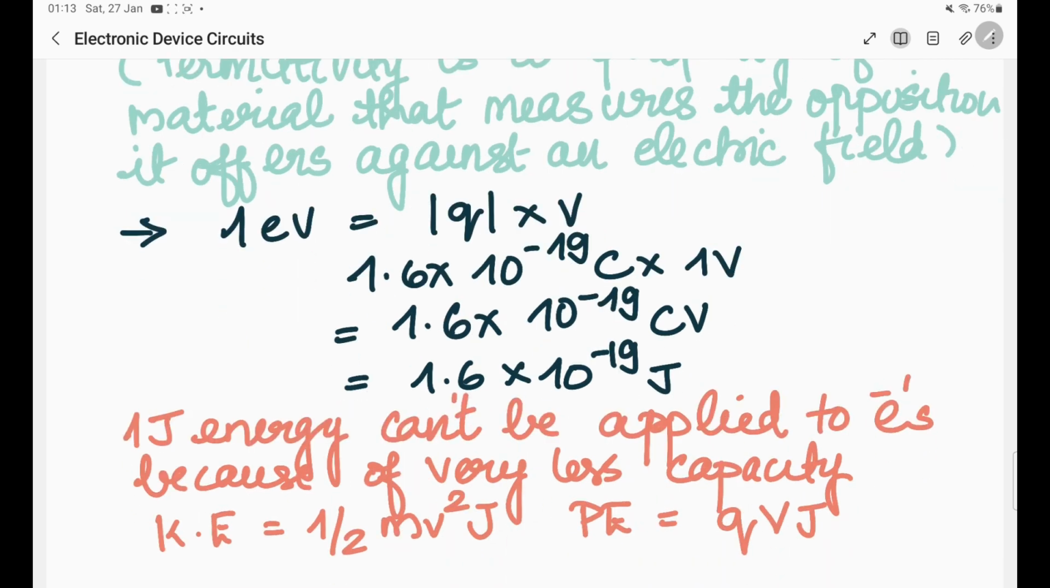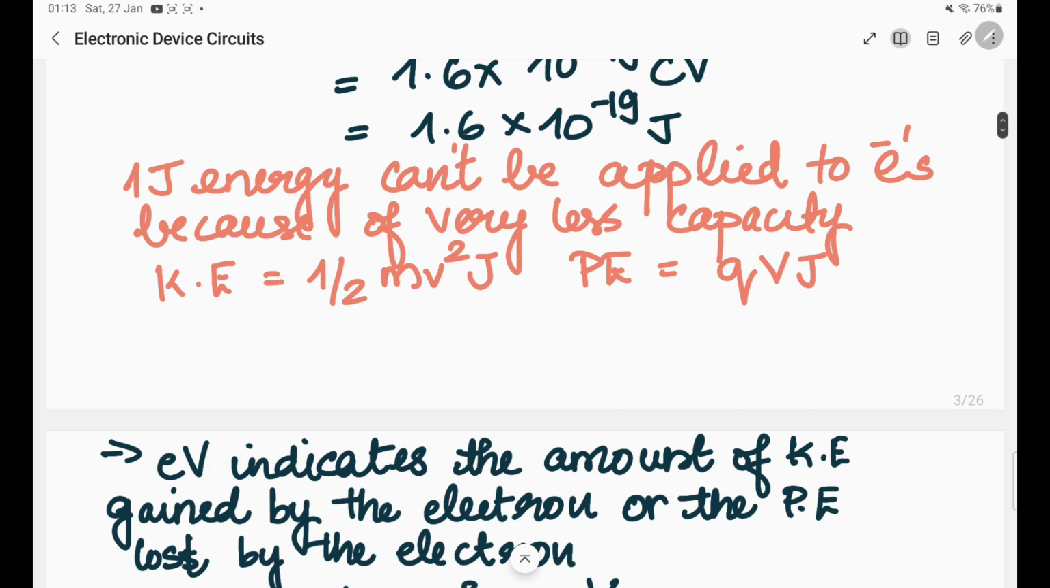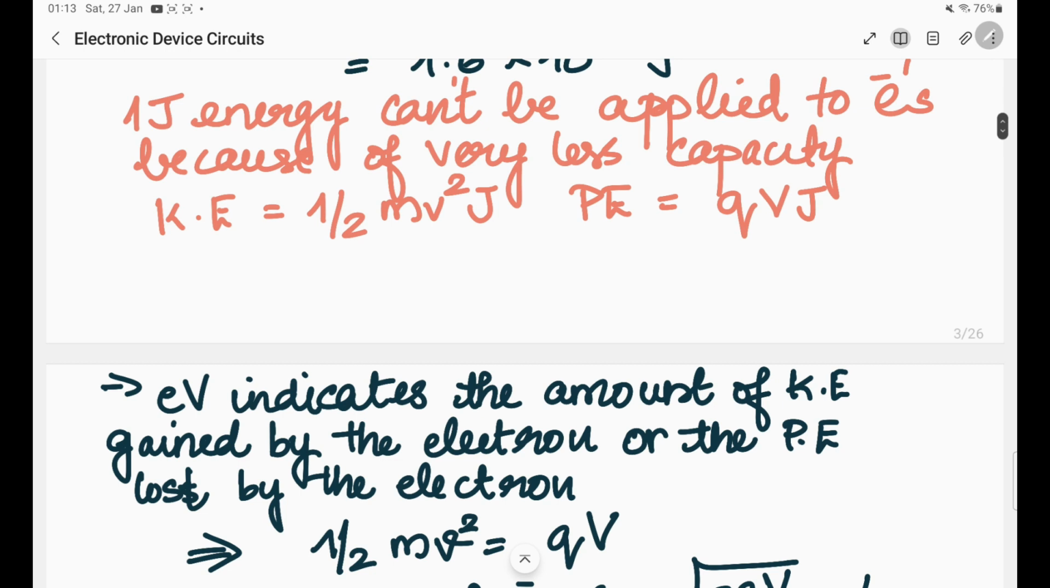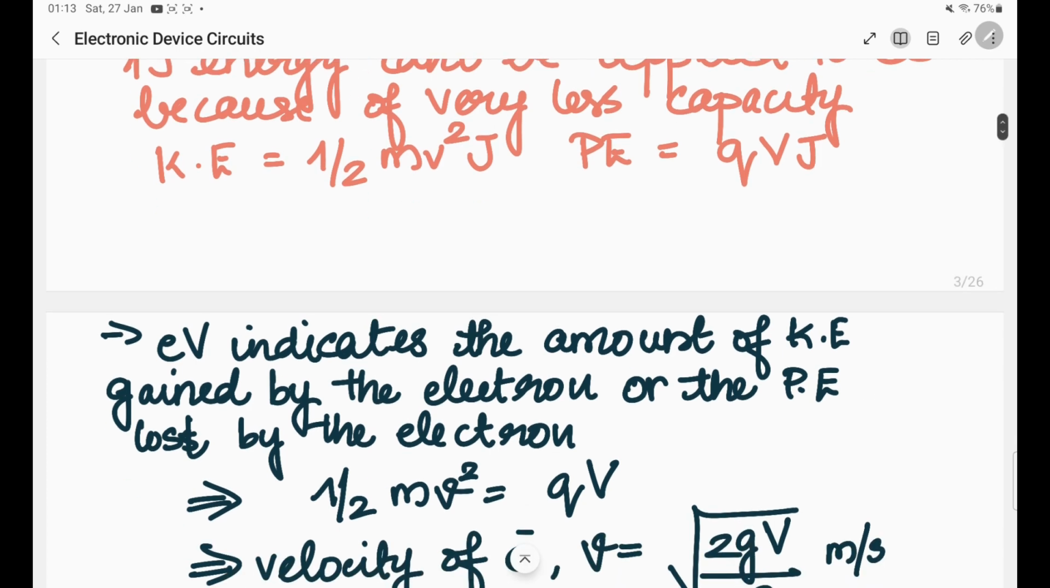So 1 joule of energy is too large to apply to electrons because of their very small capacity. Let's say kinetic energy is equal to half mv square and potential energy is equal to qv. Electron volt indicates the amount of kinetic energy gained by the electron or the potential energy lost by the electron. That is another definition for electron volt. Kinetic energy is equal to half mv square, and potential energy is qv.